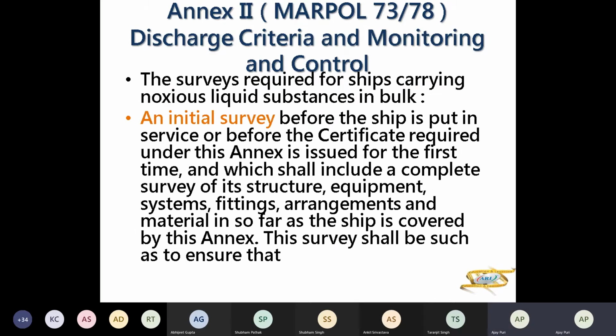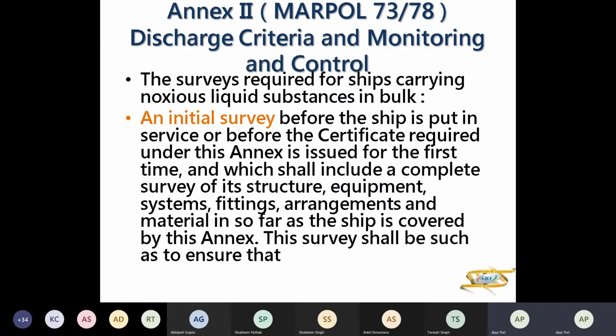Now for the surveys which your chemical tanker will have, it's like your other tankers also. Initial survey, annual survey every year, intermediate survey of 2.5 years, and renewal survey, that is a 5-year period. After the 5-year period, the final survey will be done, that is within 3 months of 5 years completion. So all will be mentioned on the certificate of fitness when the survey is done.